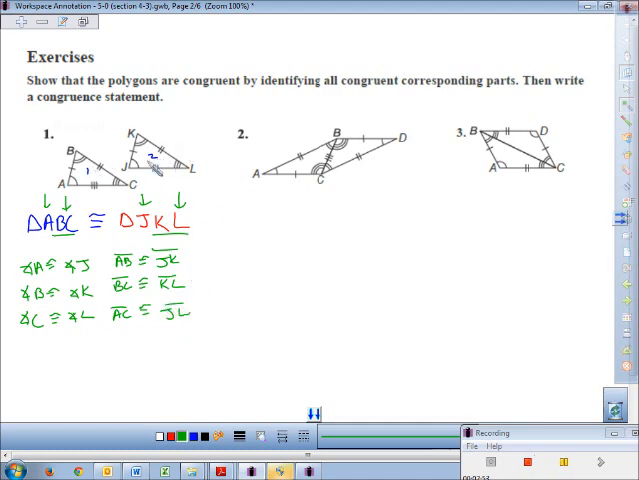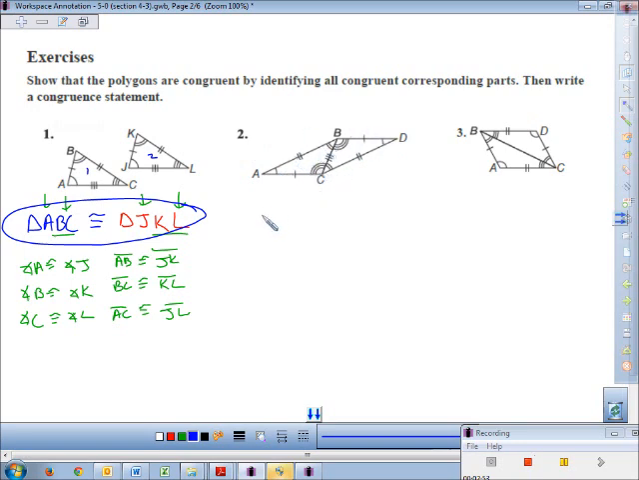Sure, these triangles are written side by side and it's very easy to tell what corresponds with what. But when things get a little crazy and they're not already marked for you, it's a little more difficult to figure out what corresponds with what. That's why we rely on this congruent statement. So these are congruent to each other because we got all 6 pairs of parts.